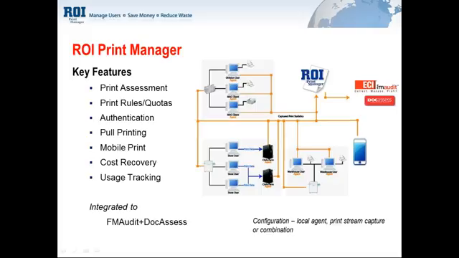The key features of ROI is print assessment, print rules and quotas, authentication at the device, pull print, mobile print, cost recovery, and usage tracking. And as I said, once you have ROI set up at a customer's network, you have the ability to connect it into on-site, which will take that data across into FM Audit.